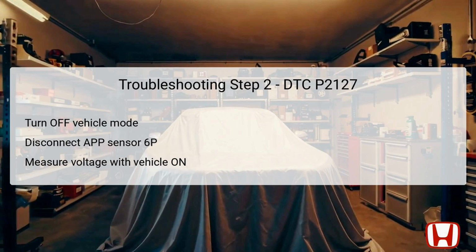Next, disconnect the APP sensor 6P connector to isolate the sensor from the circuit. With the connector removed, turn the vehicle to the on mode again. At this point, you will need to measure the voltage between designated test points of the 6P connector. It is essential to ensure that the voltage reading is approximately 5.0 volts at this stage. If you confirm around 5.0 volts, it indicates that the supply voltage to the sensor is adequate.